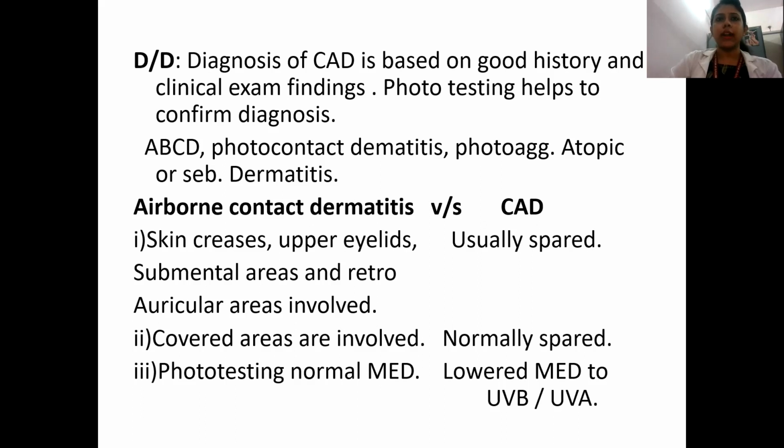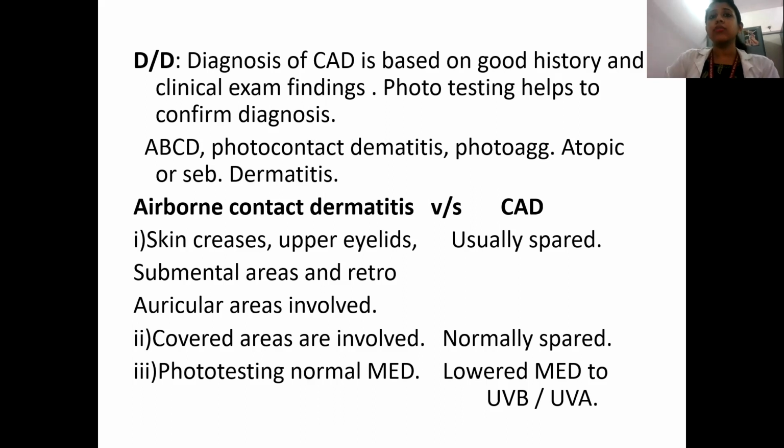For example, airborne contact dermatitis. In this case, skin creases, upper eyelid, submental areas, and retroauricular areas are involved. But in chronic actinic dermatosis, they are usually spared. Because airborne contact dermatitis is caused by a different type of allergy, these allergens can get deposited anywhere on the body. So they can cause problems anywhere, in skin creases, folds, upper eyelid, retroauricular area, anywhere they can get lesions.